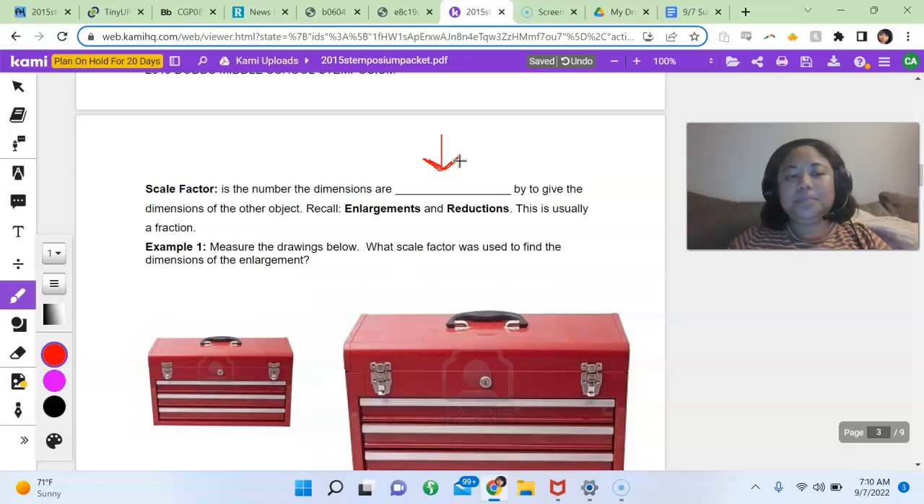Scale factor is the number the dimensions are blank by to give the dimensions of the other object. See if you can remember what goes in that missing blank. What do you do with the scale factor to make the new object?